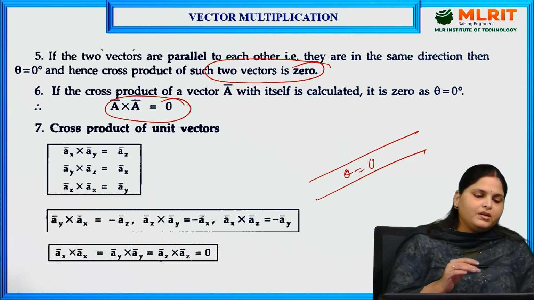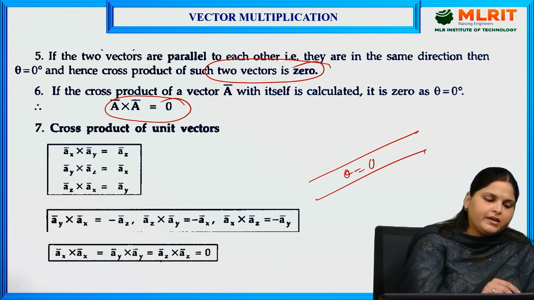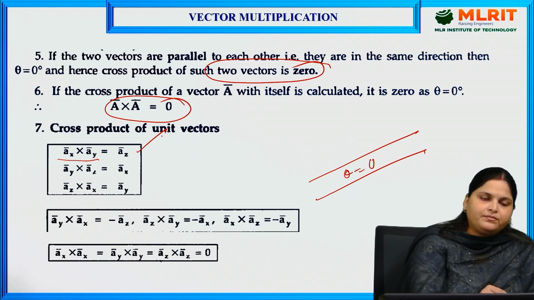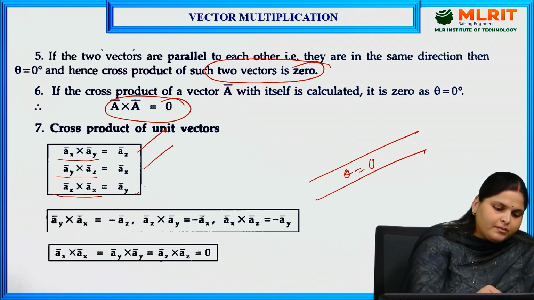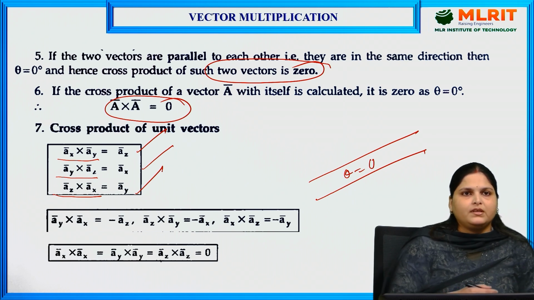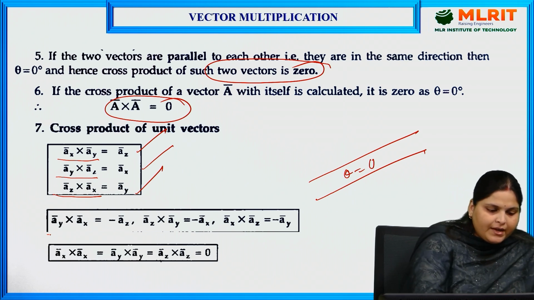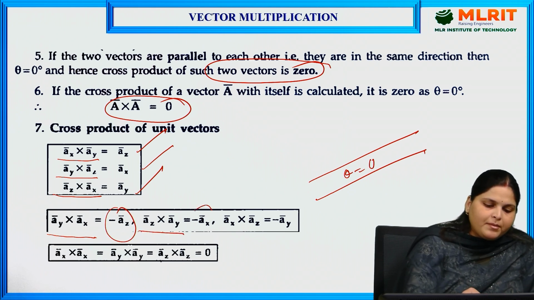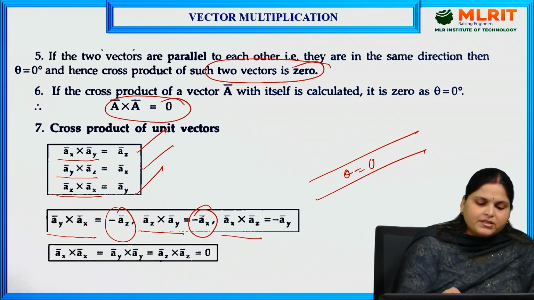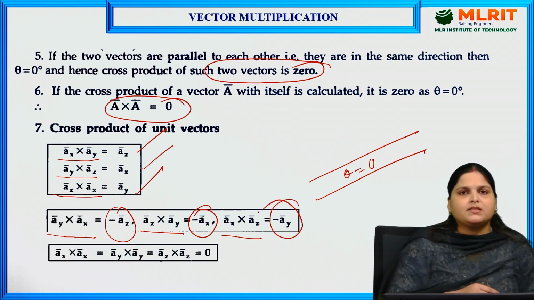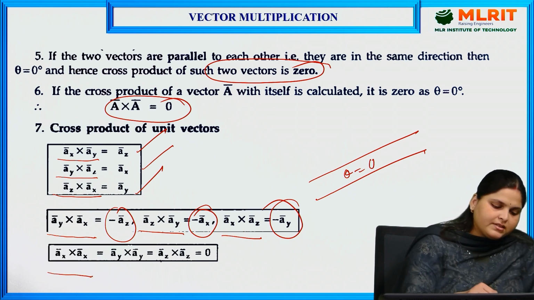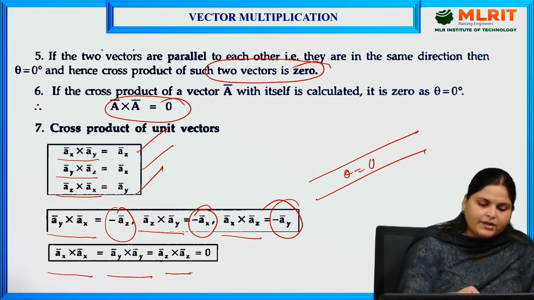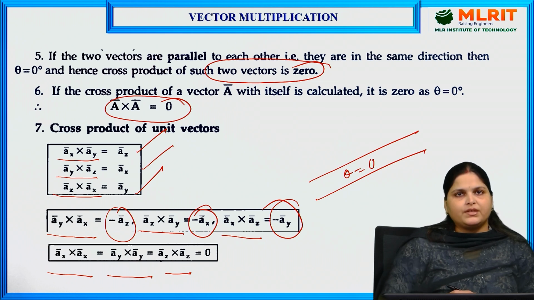Next, cross product of unit vectors. If we take ax cross ay, it will be az. ay cross az will be ax. az cross ax will be ay. Next, if we want to write ay cross ax, it will be minus az. az cross ay will be minus ax, and ax cross az will be minus ay, right? Also, ax cross ax, ay cross ay and az cross az will be equal to 0.